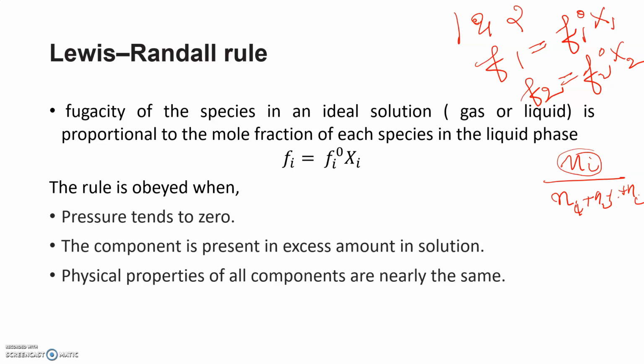And the physical properties of all components are nearly the same. There is not much variation between the physical properties of the components. That means if you are taking a mixture of two liquids, both of them must be equally volatile or equally non-volatile. It should not be that one is volatile and the other is non-volatile. Both of them should have almost similar physical properties.